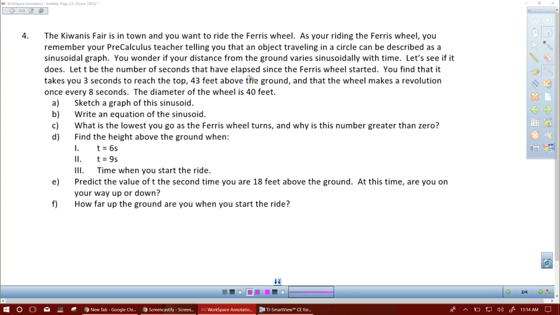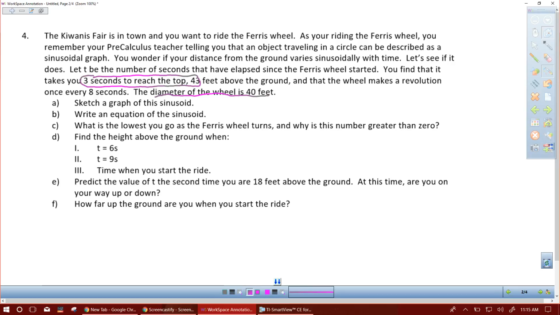T is the number of seconds that elapsed. The first piece of information that they gave me that's pretty important is a time to start at. So they say at t equals 3 seconds, you're at 43. And then the other important piece of information is that the diameter of the wheel is 40 feet.